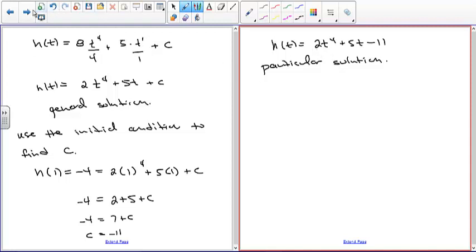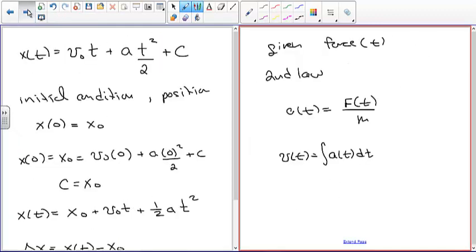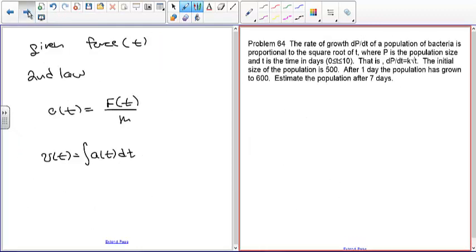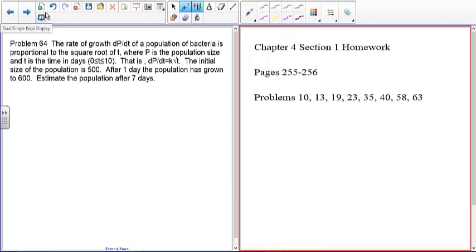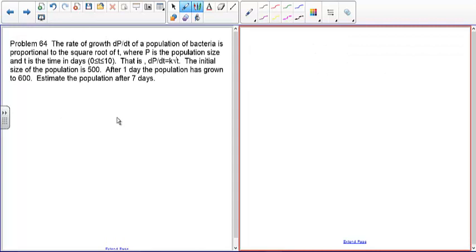Okay, so we're going to do one more. This is the one you kind of saw me do. It's this one right here. Same kind of deal. Oops, wrong button. Add the page. Where's the page? Add page. There we go. So this is problem 64.